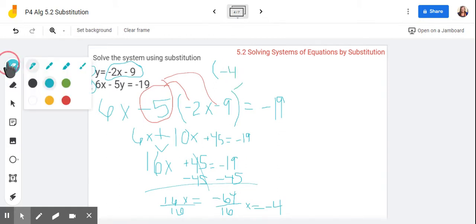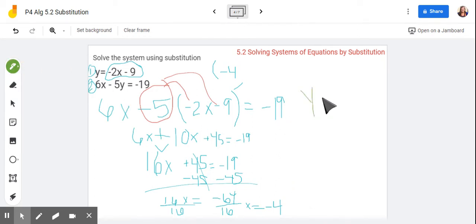Now I'm going to take negative 4 and plug that into the first equation to solve for y. So I have y equals negative 2x minus 9. So wherever I see x, I'm going to put parentheses and put a negative 4. And then I'm going to solve for y. So negative 2 times negative 4 gives me a positive 8 minus 9. And 8 minus 9 gives me negative 1. So my answer is negative 4, negative 1 for this equation.